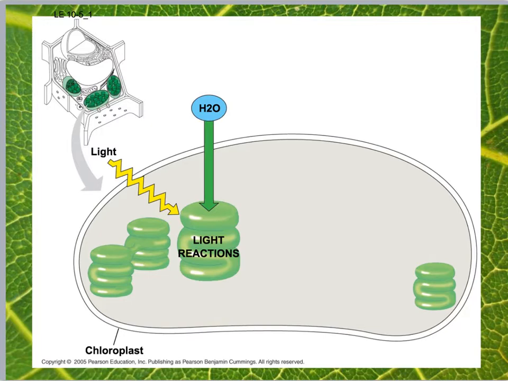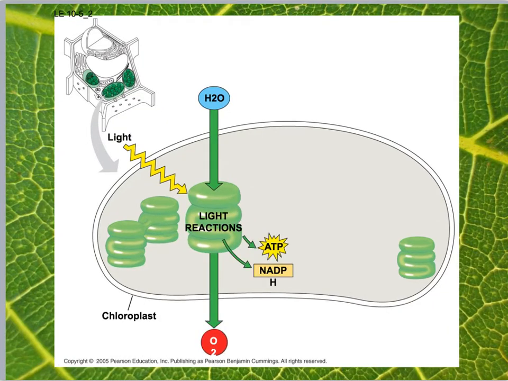We'll divide it up into two stages. The products of this will then feed into the next stage, which is going to be the Calvin cycle or the light-independent reaction. And so basically this summarizes the light reaction. Water plus light on the thylakoid surface is going to produce ATP and NADPH and oxygen.